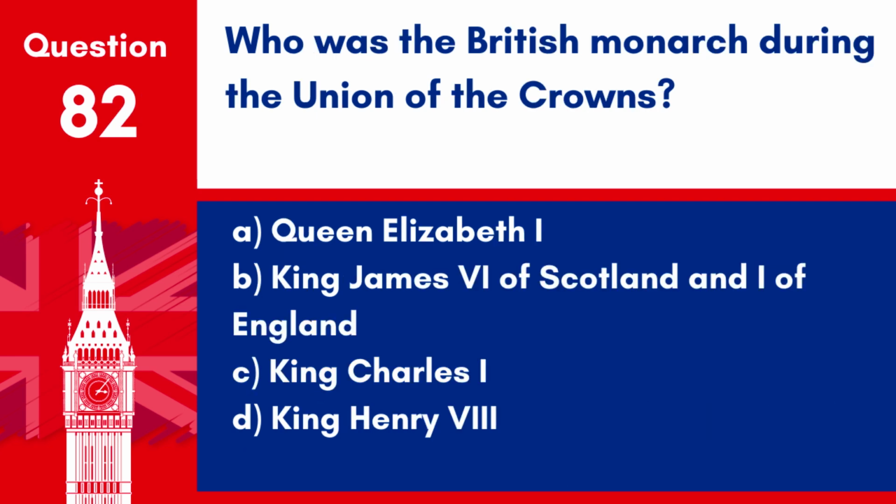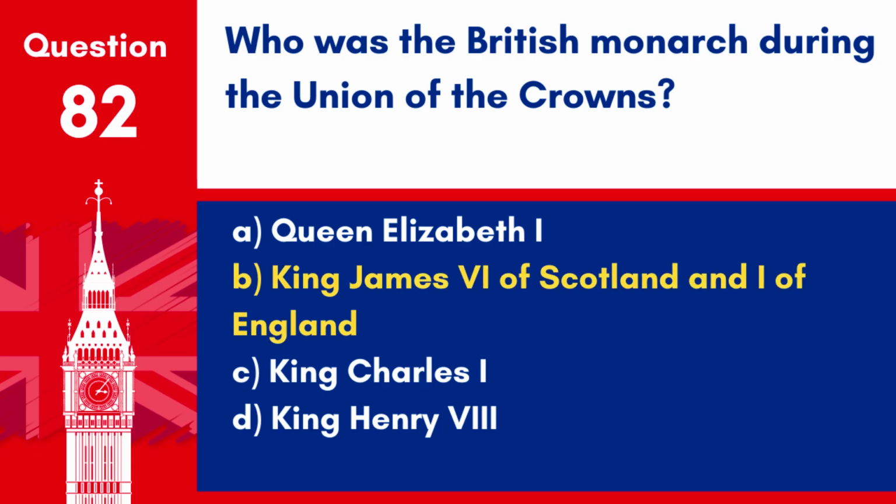Question 82. Who was the British monarch during the Union of the Crowns? A. Queen Elizabeth I. B. King James VI of Scotland and James I of England. C. King Charles I. D. King Henry VIII.